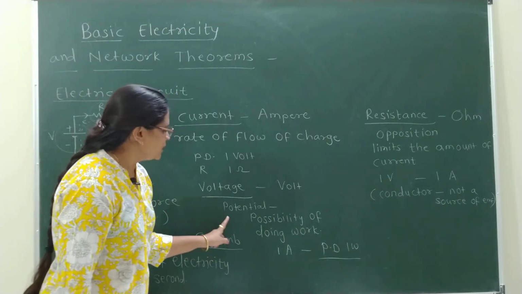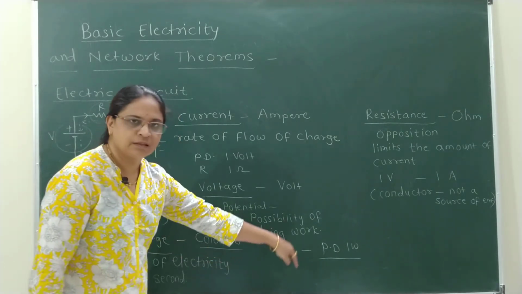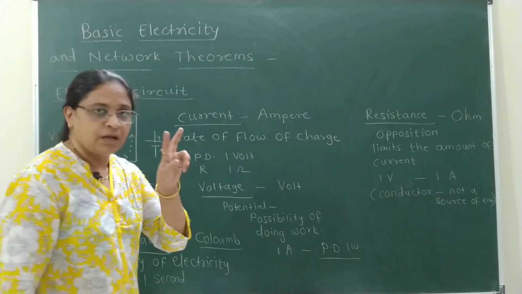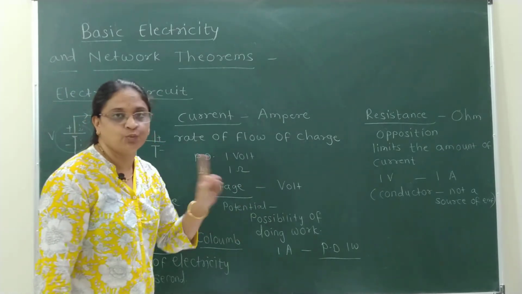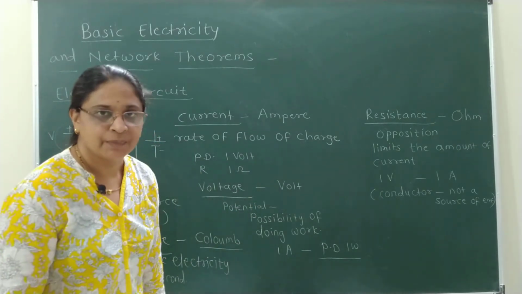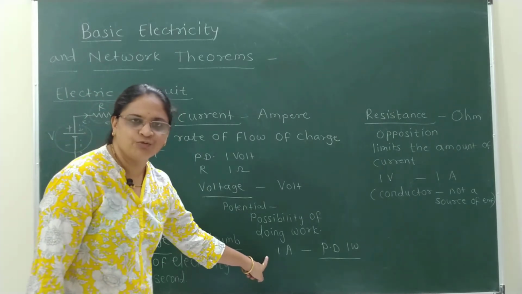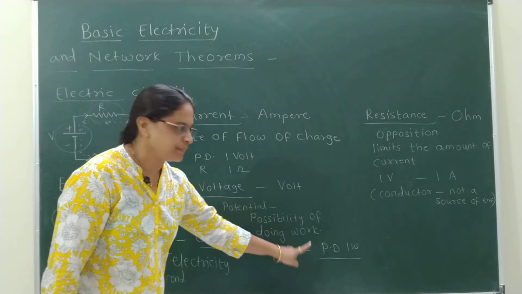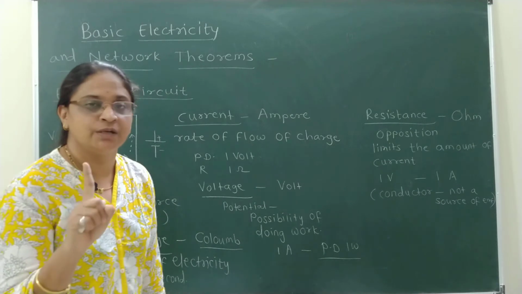So whenever there is the possibility of having 1 ampere current flow and the power dissipated is 1 watt, then across those two ends there is a potential difference of 1 volt. So how to define 1 volt? Whenever those 2 points make a current of 1 ampere flow and the power dissipation is 1 watt, then those 2 points have a potential difference of 1 volt.